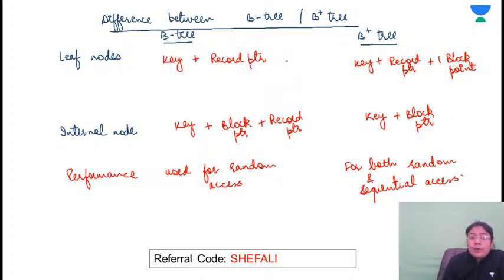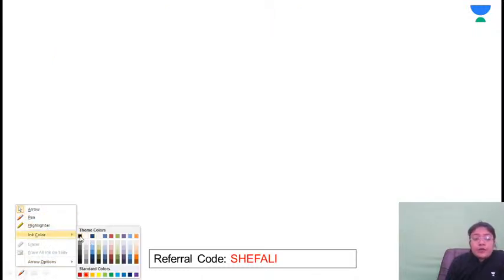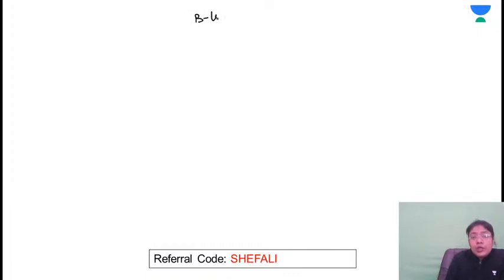Don't get confused. Right now you may be wondering what is a record pointer, block pointer, key. Let me discuss this. Again, we'll come back to this slide where the differences are written for your convenience. So first of all, let's talk about what is this B tree or B plus tree. B tree, or B plus tree, is also known as a multi-way search tree. Let's start our discussion with the B tree first. B tree is also known as a multi-way search tree, and definitely it supports the concept of dynamic multi-level indexing.